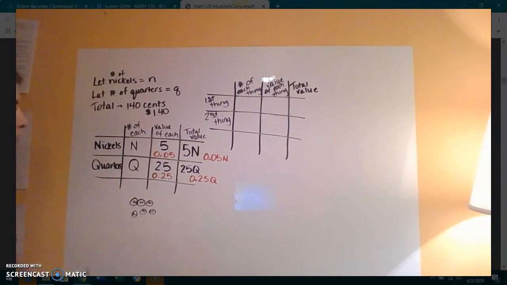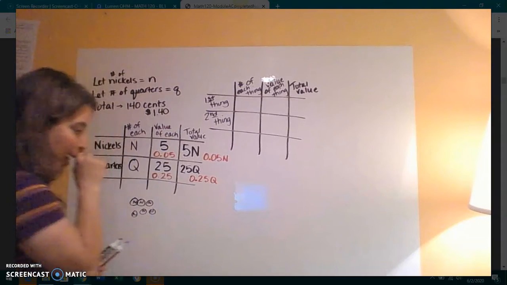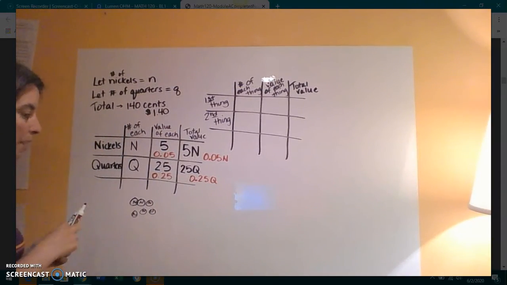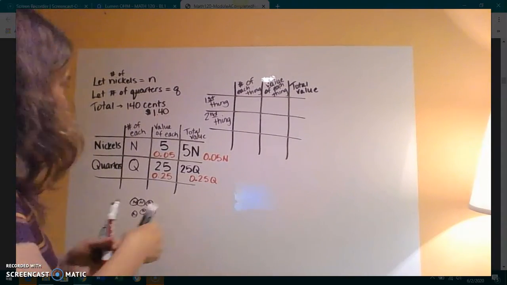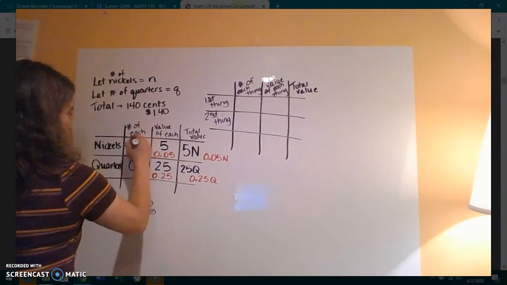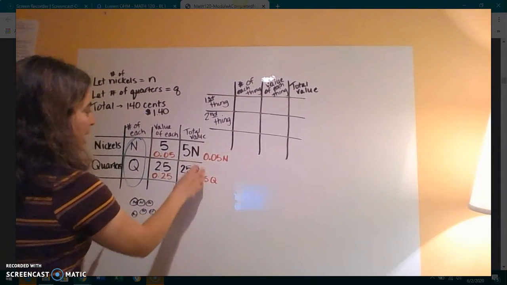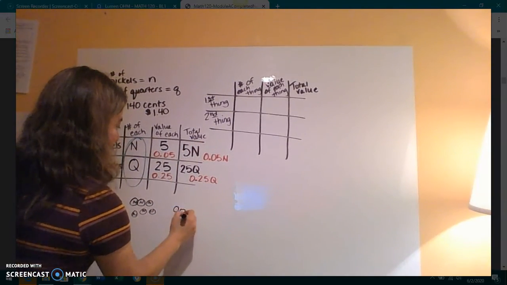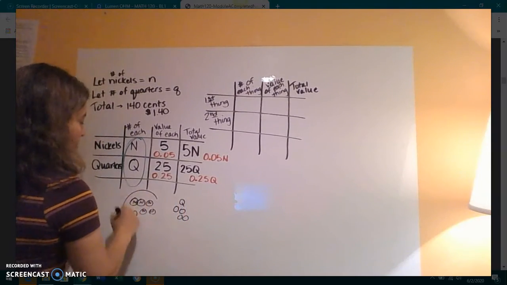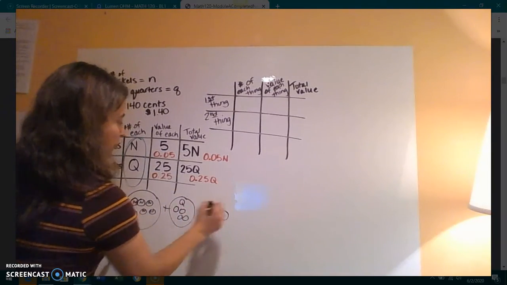Okay, so we now know that he has 2 times as many nickels as quarters. That tells us how these two are related. And we know that he has a pile of nickels, and over here he has a pile of quarters, right? Whatever the value of this is plus the value of this has to equal that 140 cents.